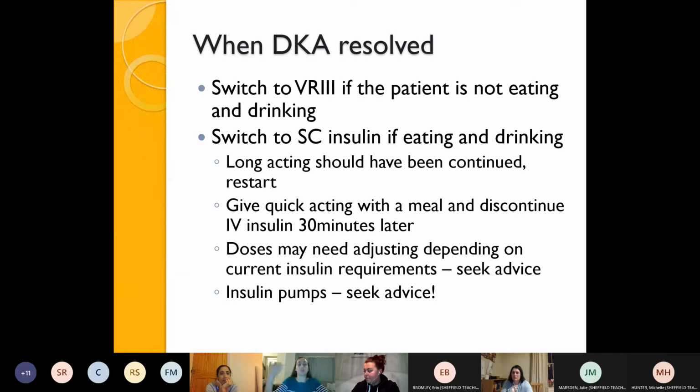So when the DKA has resolved, we want to be getting them back onto subcut insulin. If it's the middle of the night and they're asleep, they're not eating and drinking, then we'll probably put them onto a variable rate. We want to switch them over at a meal when they're able to eat and drink. So if they're still vomiting or they're drowsy or anything like that, then we'll leave them on a VRI. But otherwise, it's usually breakfast, isn't it? Because these things always happen at night. Then we can give them the normal quick-acting insulin, and their long-acting should have been continued or restarted, and then we can switch them over. At this point, obviously, we will refer them to the diabetes team who can advise about all of that.